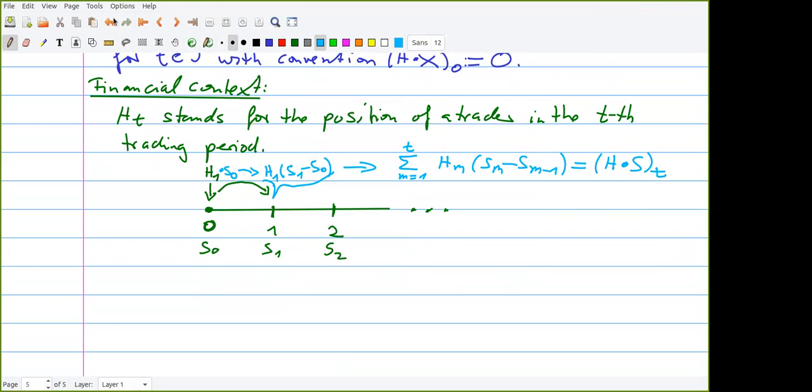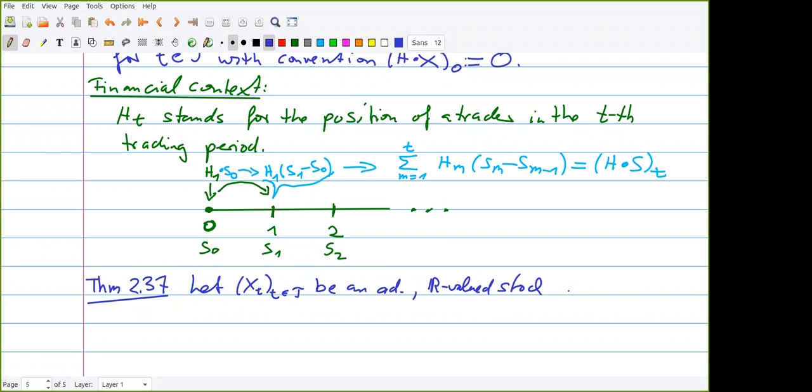Okay. Let me conclude with one theorem regarding stochastic integrals here. So the last thing we do for today, it's theorem 2.37. Let me recall it. So we have a process which is assumed to be an adapted real valued stochastic process, and it's assumed to be integrable.